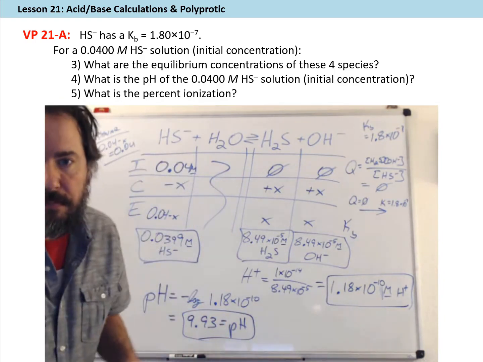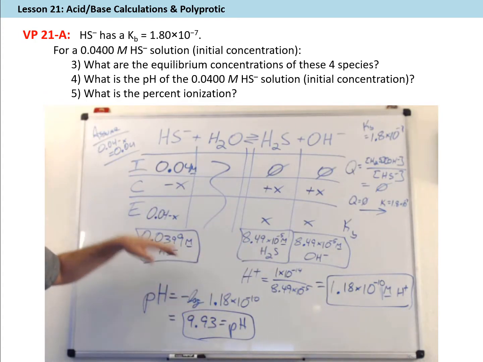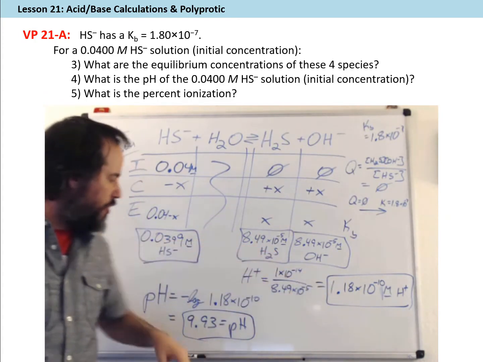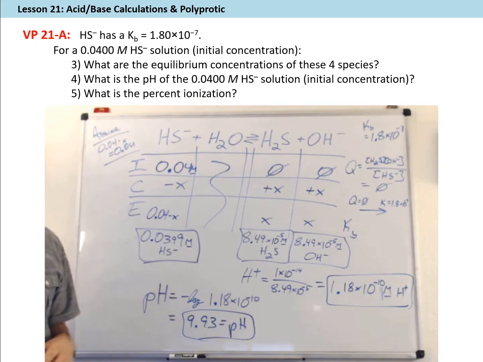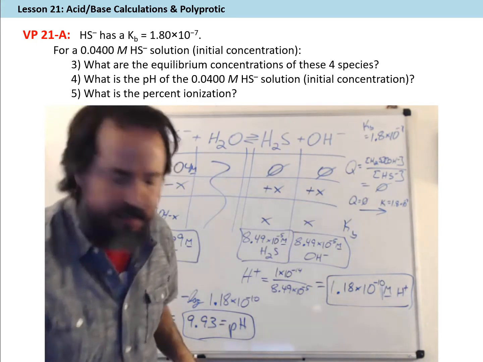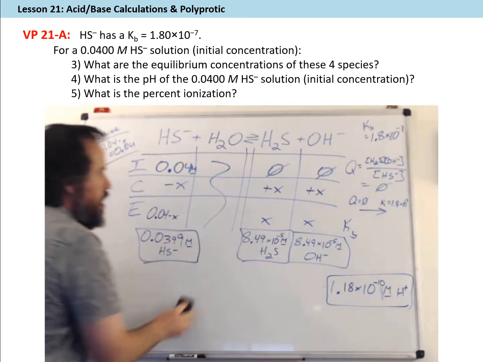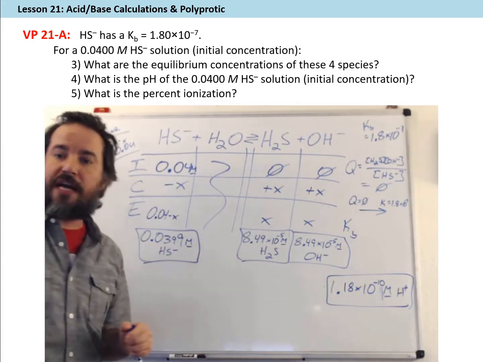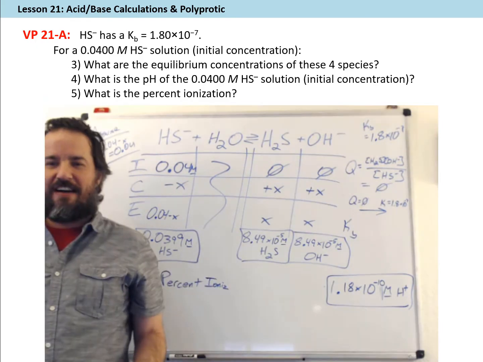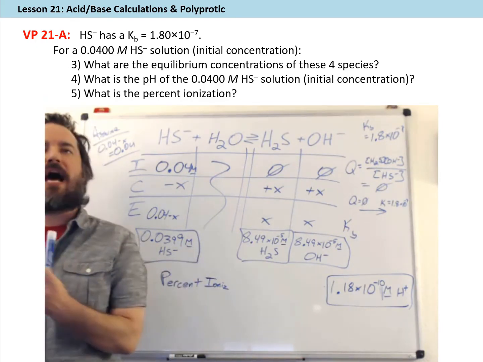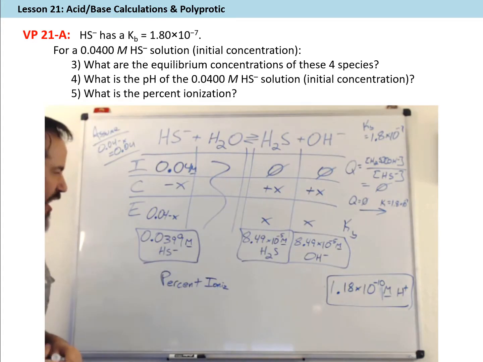All right, so that's step number 4. So I have my 4 values. I have my pH. Let's go ahead and do percent ionization. I'm going to give myself a little bit of room here. Okay, so what's percent ionization? All right, we're back. We're going to talk about percent ionization.